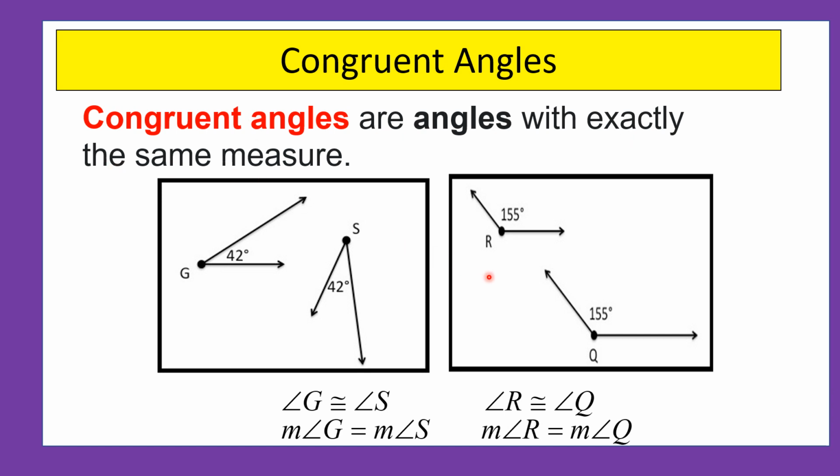We have angle R. What is the measure of angle R? 155 degrees. We have angle Q. What is the measure of angle Q? 155 degrees. So angle R and angle Q have the same measure. Therefore, angle R is congruent to angle Q.